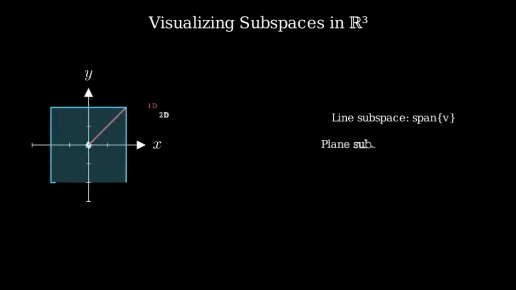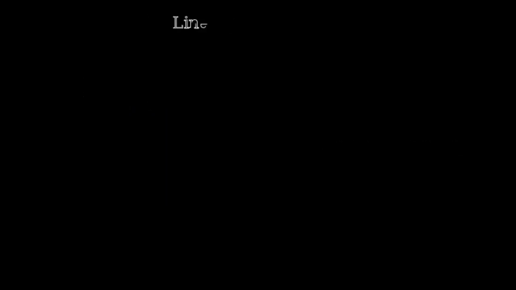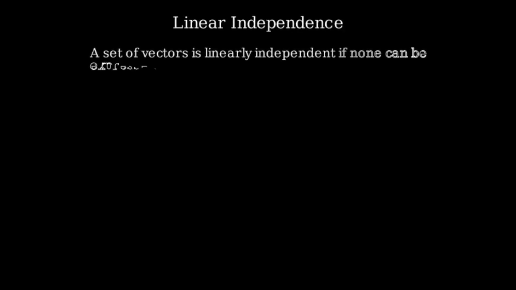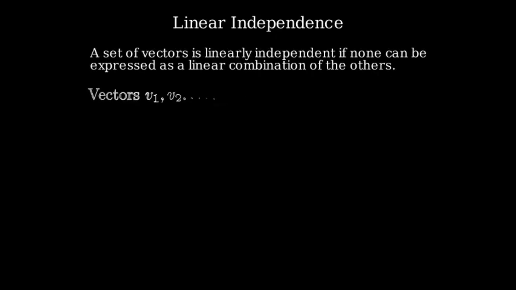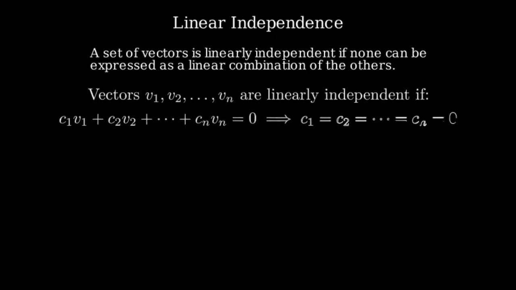Linear independence is a crucial concept in vector spaces. A set of vectors is linearly independent if no vector in the set can be expressed as a linear combination of the others. Mathematically, this means that if a linear combination equals 0, all coefficients must be 0. In R^2, two non-collinear vectors form a linearly independent set.